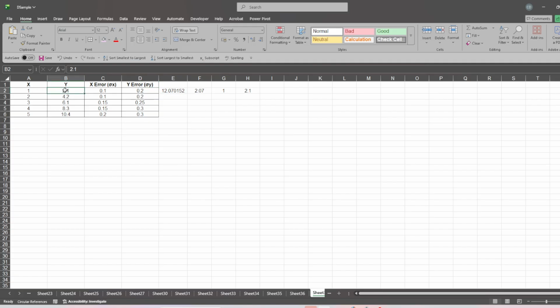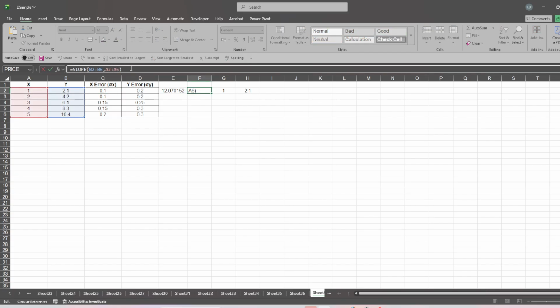Once the data is in place, estimate an initial slope. This is just a starting point for the iteration. In a separate cell, such as F2, enter the formula equals SLOPE. Then select the y range B2 through B6, followed by the x range A2 through A6. This gives you a first approximation of the line's slope.